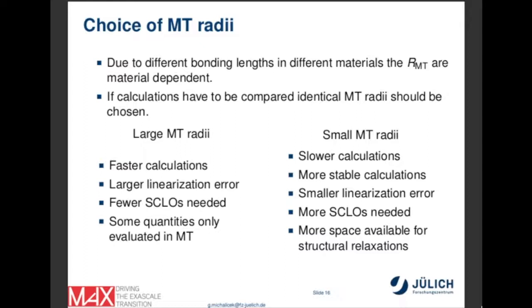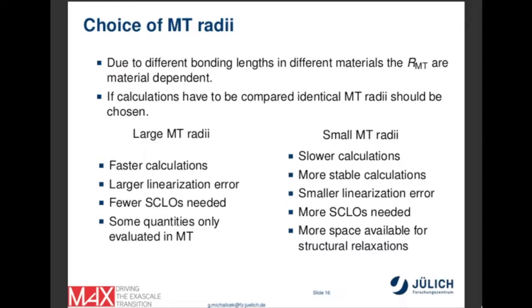So for large muffin-tin radii, you have faster calculations. This is because you can choose a smaller K-max value and therefore a smaller LAPW basis set size. But on the other hand, the linearization error is larger. If it becomes a problem, well, not so good. You need fewer semicore local orbitals because the semicore states are more within the muffin-tin sphere if you have a large muffin-tin sphere radius. But keep in mind that some quantities are only evaluated in the muffin-tin sphere, like, for example, magnetic moments at some atom. Also, the scalar relativistic treatment is only done in the muffin-tin sphere. Or if you calculate LDA plus U, the U parameter is applied only in the muffin-tin sphere.